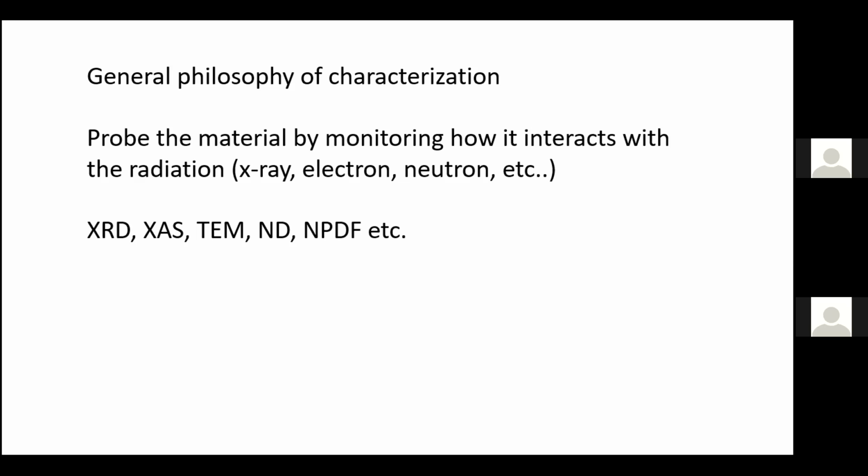We probe the material by monitoring how the system interacts. I think the keyword here is interaction. Once we irradiate the material with some kind of radiation source, be it X-ray, electron, or neutron, the material will respond to this radiation. This interaction will yield a signal that can be collected.